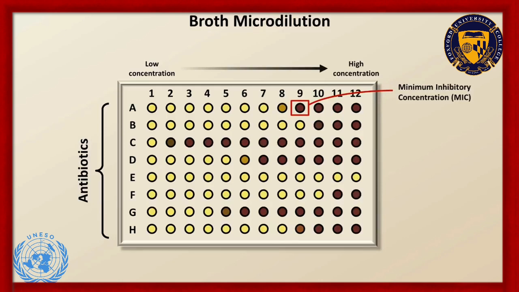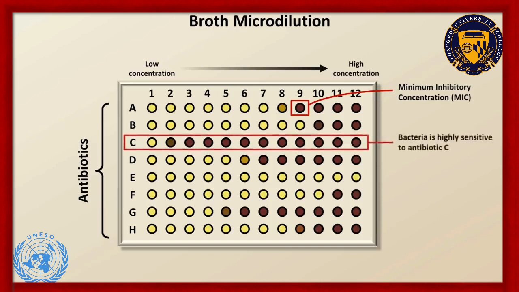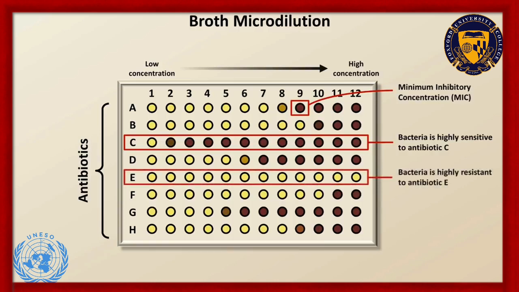In comparing antibiotics, in this particular example, we can see that the bacterial isolate is very sensitive to antibiotic C. That is, even when antibiotic C was at a very low concentration, bacterial growth was still inhibited. Conversely, the isolate is highly resistant to antibiotic E, as it failed to inhibit growth even at maximum concentration.